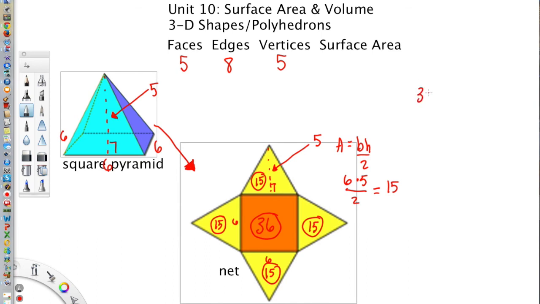And we would have one base, that's 36. And then all of the faces, all 4 faces that come up from each edge of the square, they're all 15. And when we total this up, we're going to have 96 units squared. 96 units squared.